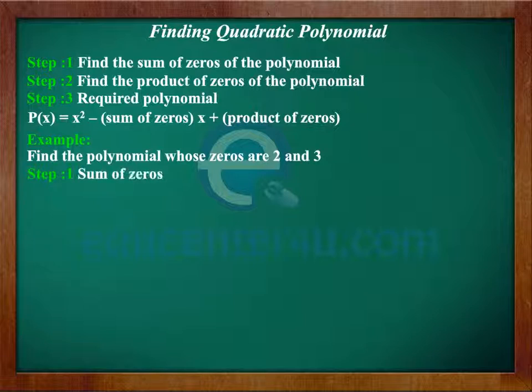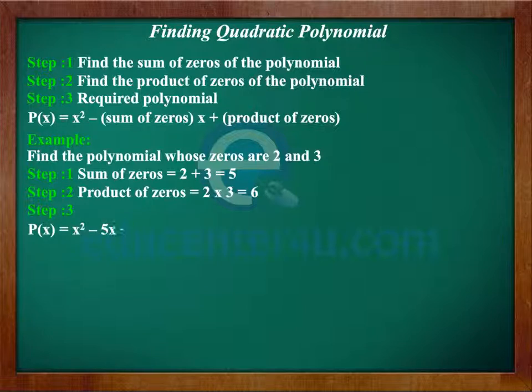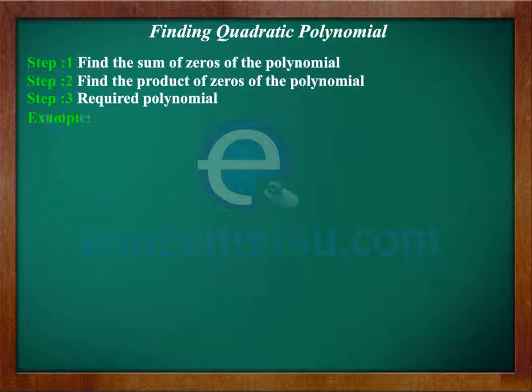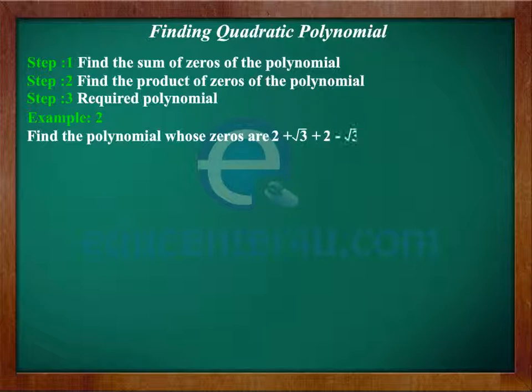Sum of zeros: 2 plus 3 equals 5. Product of zeros: 2 times 3 equals 6. Step 3: The polynomial is x squared minus 5x plus 6. Example 2: Find the polynomial whose zeros are 2 plus root 3 and 2 minus root 3.